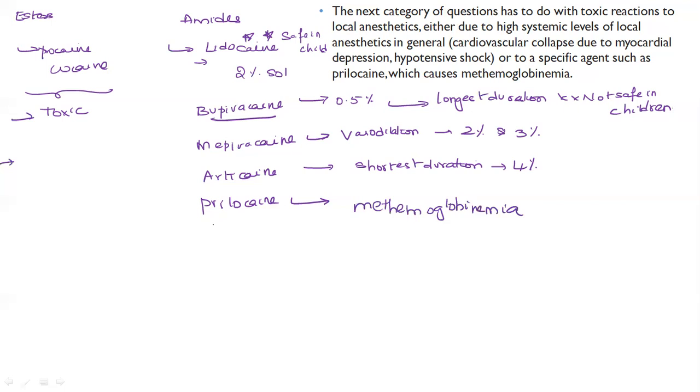And in amides, we have lidocaine, which is safe in children and it is packed in a 2% solution. Bupivacaine has the longest duration of action and articaine has the shortest duration of action. Bupivacaine is present in a 0.5% solution. Mepivacaine has vasodilation, 2% and 3%. Articaine has the shortest duration, that is 4%, and prilocaine causes the side effect methemoglobinemia. All right, but let me tell you something about mepivacaine: it can be packed without vasoconstrictor.